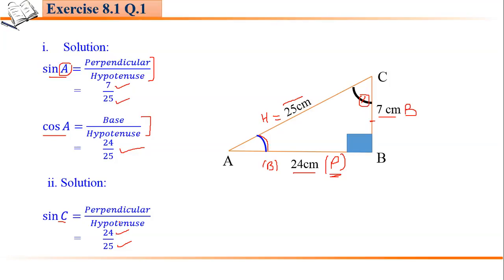This is sine C. And for cos C, this formula is the same, that is base upon hypotenuse. So base here is this 7 and hypotenuse is again 25. So this is 7 upon 25. This is the first question that we have to solve. First we have to find the value of hypotenuse by using Pythagoras theorem, and then we'll find the value of sine A, cos A, sine C and cos C. Now let us see the next question.